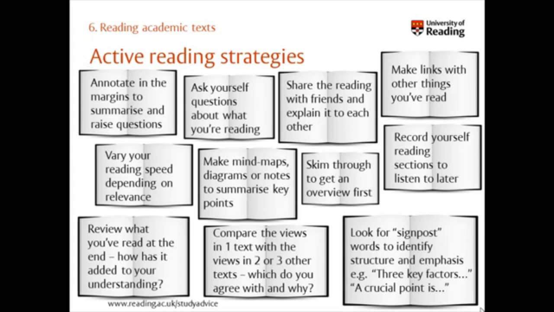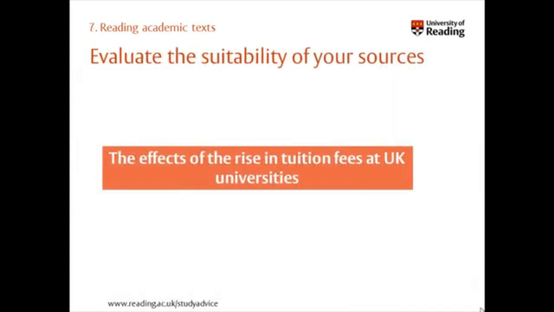Your reading list will only include texts that have been chosen by your tutors, but to get the best marks you'll need to go beyond your reading list. Once you're choosing your own reading, you will need to know how to evaluate text to decide what is suitable for academic reading. So imagine you're researching the effects of the rising tuition fees at UK universities. Which of these sources might you consider reading and why?